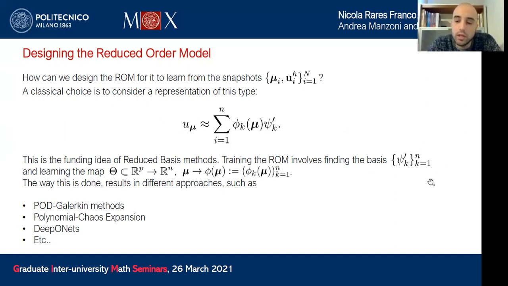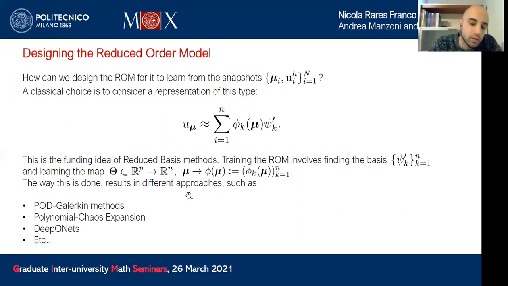So try to see which basis is able to span through all the data that you have. And then you have to learn the map that to each parameter associates the corresponding coefficient on the expansion. The finding of the basis is pretty standard because we have some optimality results that are based on classical projection theorems. So the psi prime k is not a big deal, it can be computed.